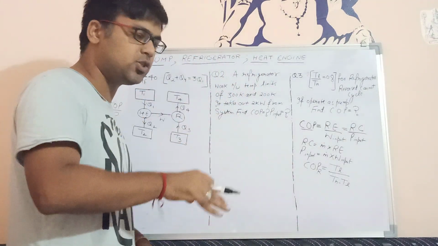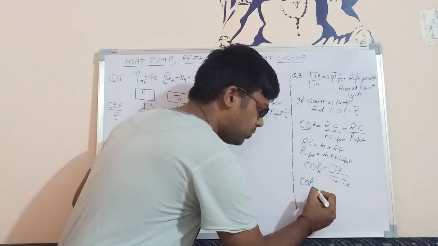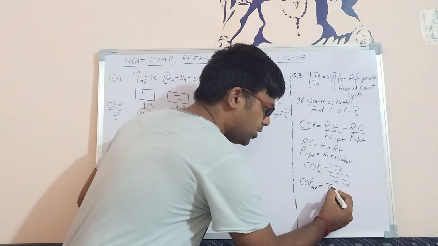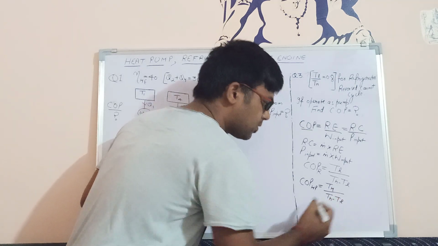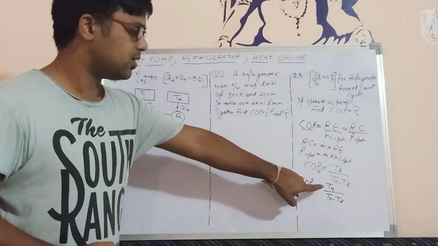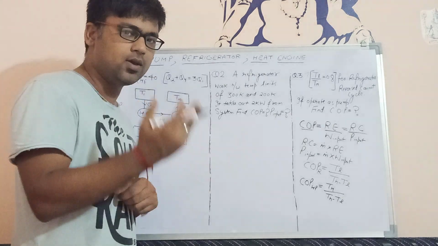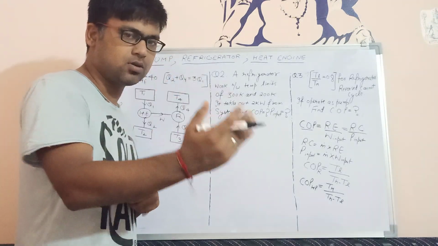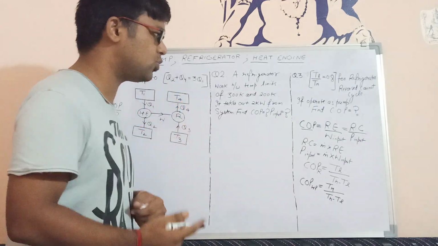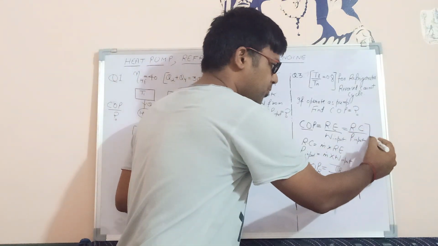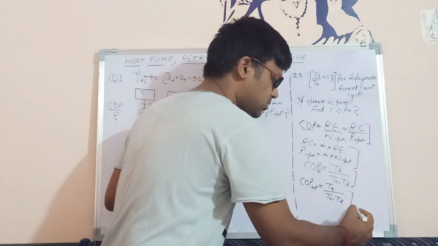Now, if you are asked to find the COP for a heat pump, the formula changes. It is going to be TH upon TH minus TL. Here TL is replaced by TH because in a refrigerator our aim is to produce cooling, whereas in a heat pump our aim is to produce heating. These formulas are really very important. You must know these formulas to solve all the questions.